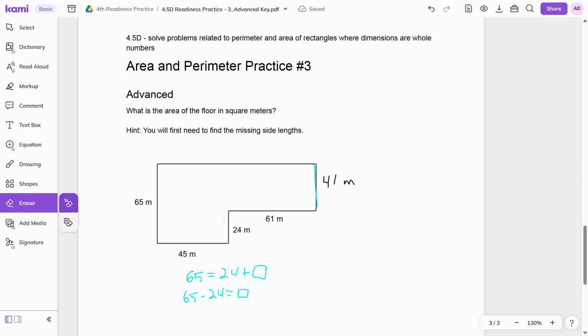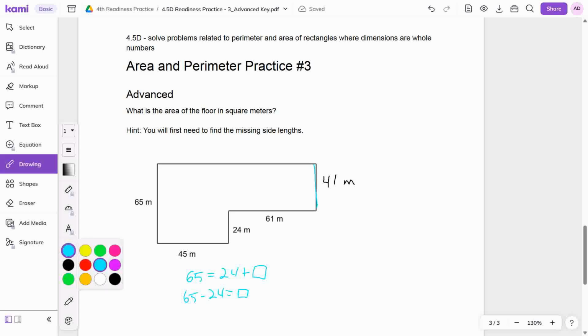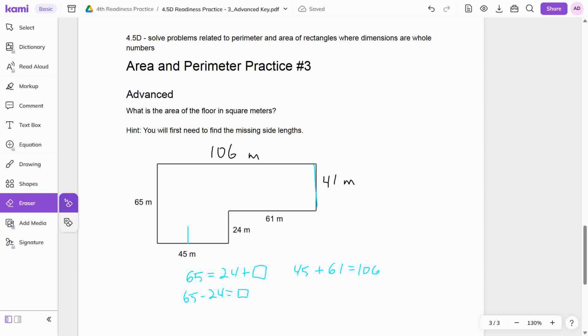We're going to need to do the same thing with the top. Now the top's a little bit easier because if you look at this 45 and bring it up, you notice the 45 and the 61 together make one whole length. So it's just going to be 45 plus 61, and that's going to equal 106. So now I've got my missing side lengths. Now I can find the area of the composite shape.